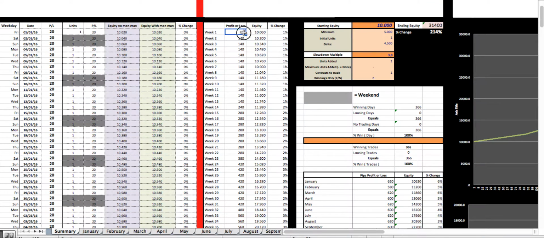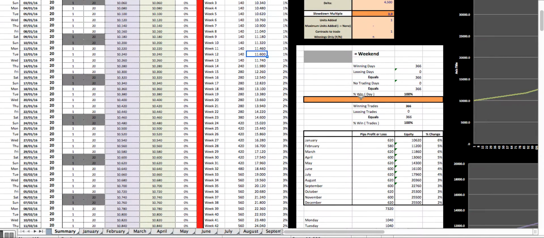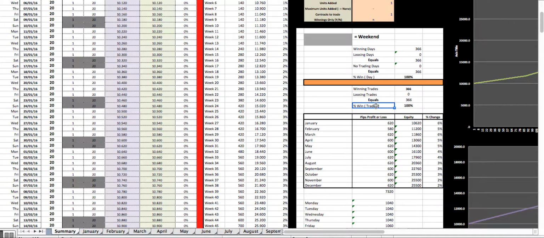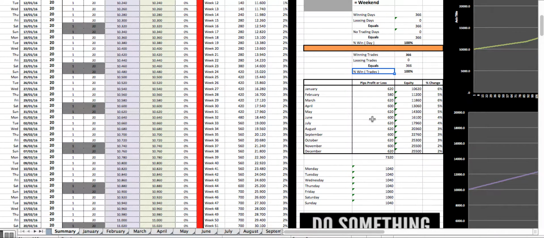Quickly, if I take a look at this right here, I just want to show you that we also have the percentage in weeks as well. So we have week 1, 2, 3, and so forth, and we have the profit and loss per week and the equity as it stands at the end of each week. Below the trades here, the winning trades, losing trades, equals, and percentage, we have the pips, profit or loss, the standing equity, and the percentage change per month, right? So we have days, trades, weeks, and months. Same concept, just keeping that broad overview of your trading and how it is going.